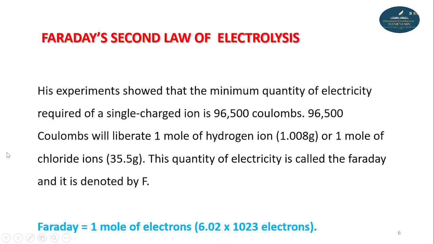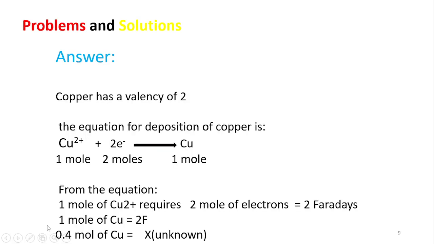It has been stated here that experiments show that the minimum quantity of electricity required for a single charged ion is 96,500 coulombs. Therefore, 1 mole of hydrogen ion liberates this. Here as well, 1 mole of electrons gives 1 Faraday. So that's it. Now let's proceed with this.